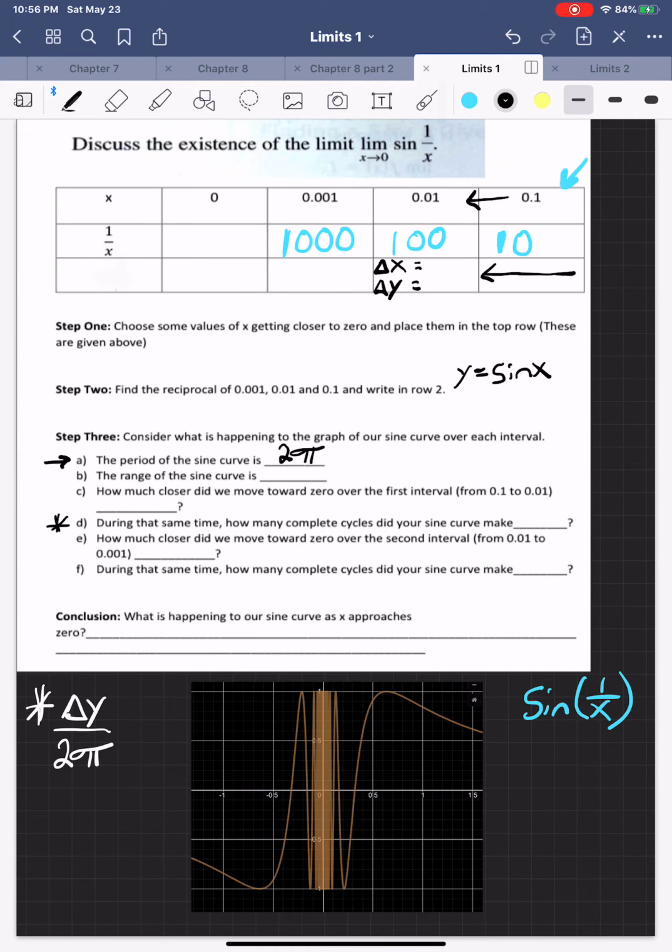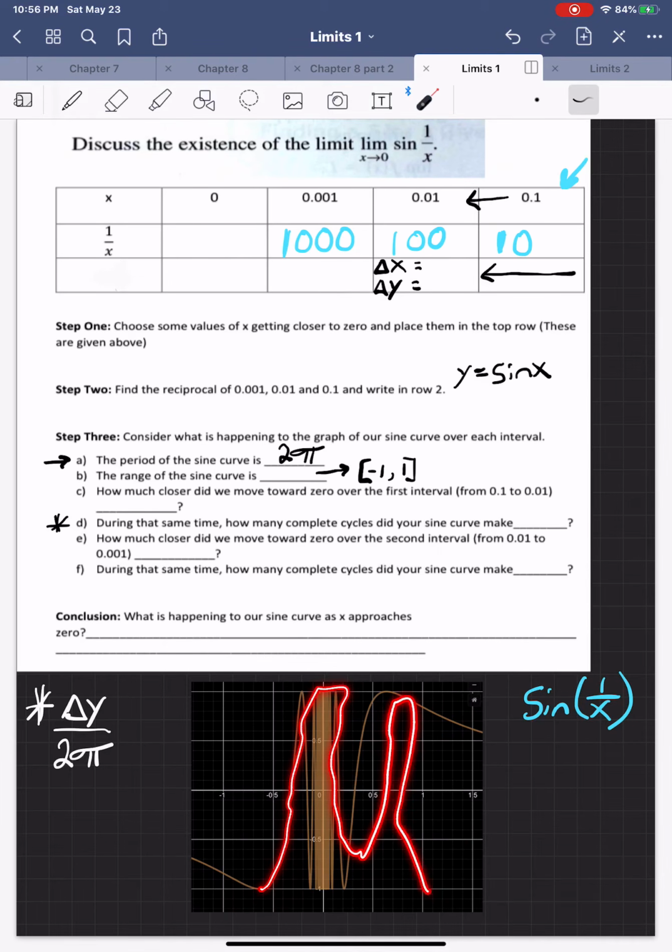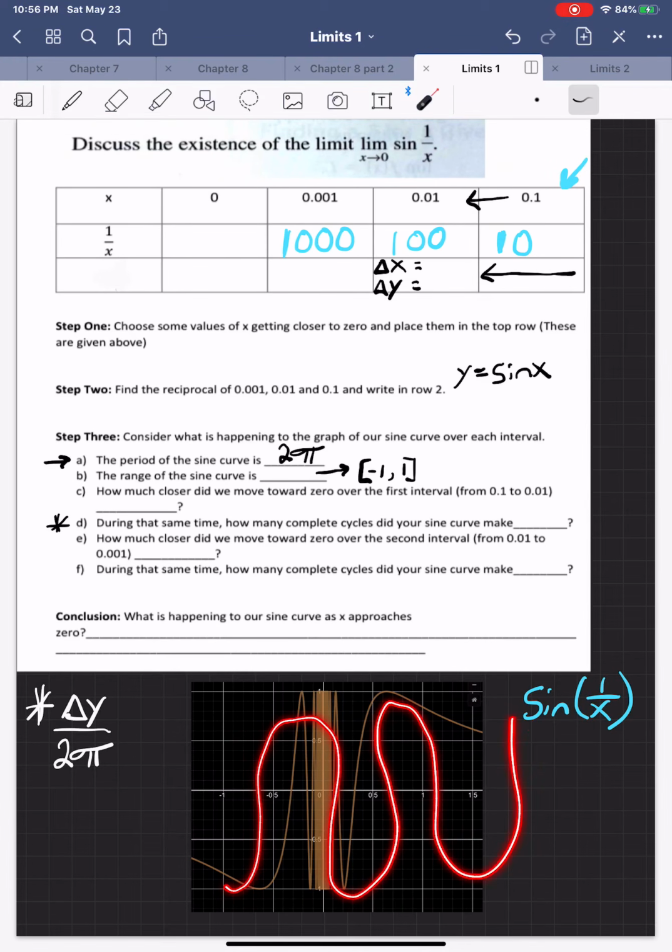Well, the smallest value that you ever get out of sine is -1. And what's the largest value you would ever get out of sine? Well, the largest value is +1. So your sine curve is literally always oscillating between -1 and +1, right? My apologies, that's drawn horribly. But your regular sine curve is always oscillating between -1 and +1.